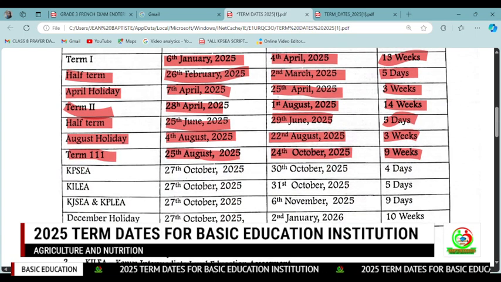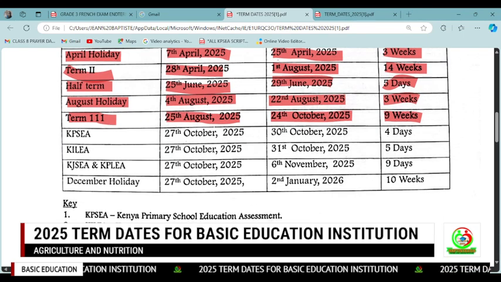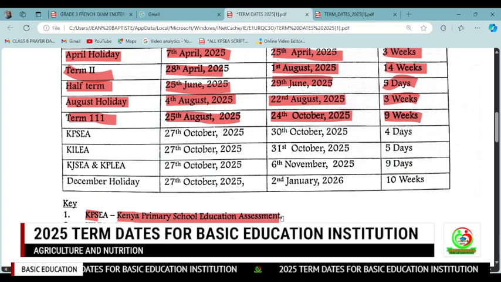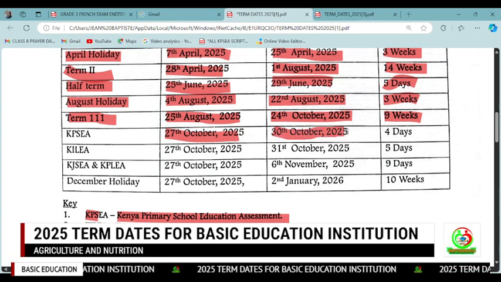Then after that we shall have the various national examinations. We shall start with the KPSEA, which stands for Kenya Primary School Education Assessment. It will start on the 27th October and end on the 30th October. That's a good 4 days, including the rehearsal.